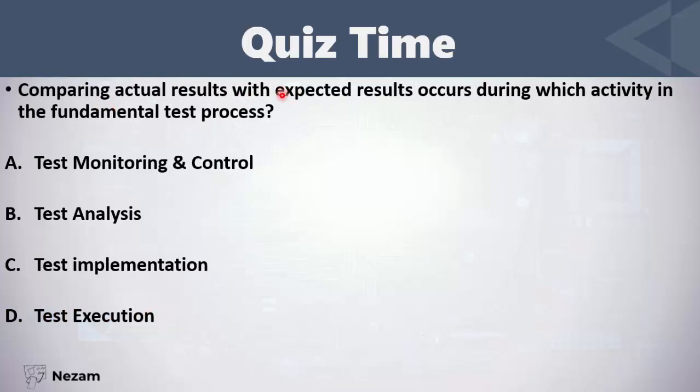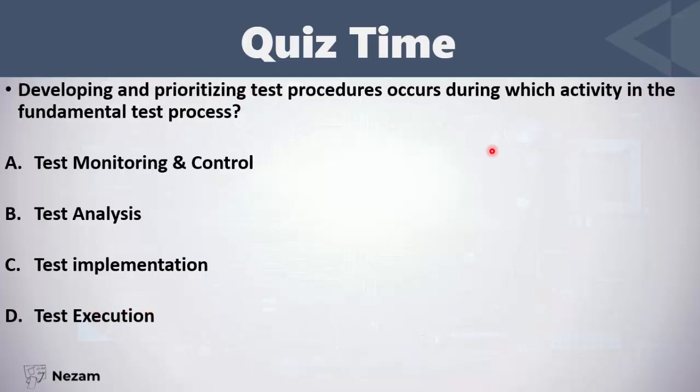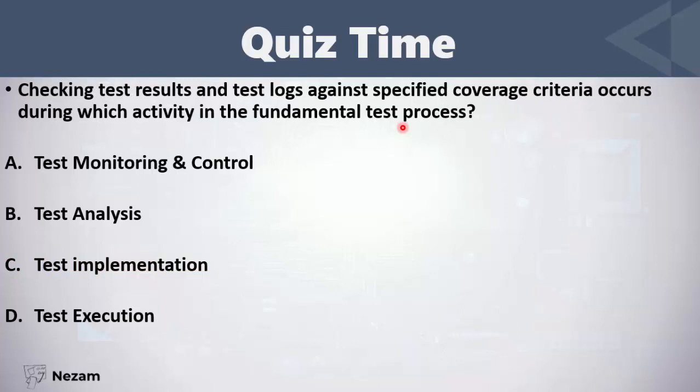Comparing actual results with expected results occurs during which activity in the fundamental test process? We compare our actual results with expected results in test execution. Developing and prioritizing test procedures occurs during which activity in the fundamental test process? After we design our test cases, we prioritize them in test procedures in test implementation.